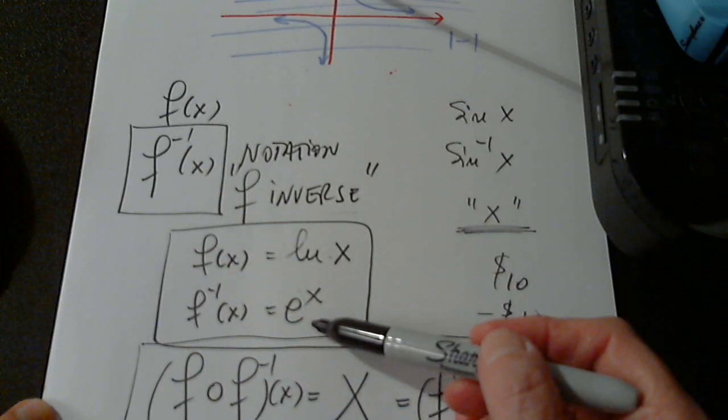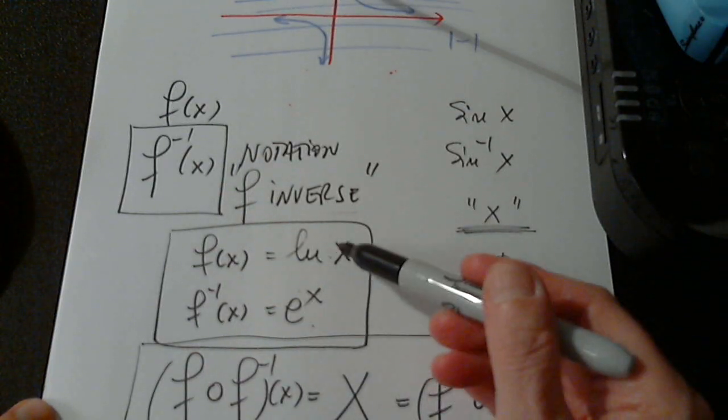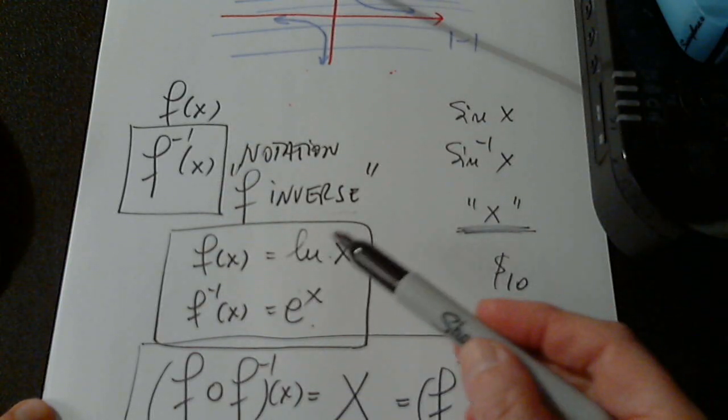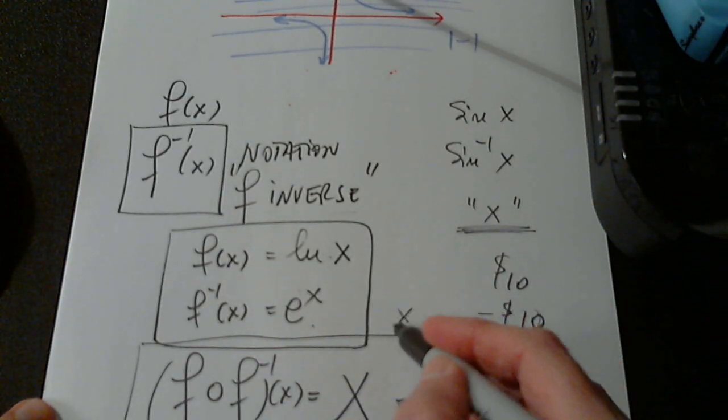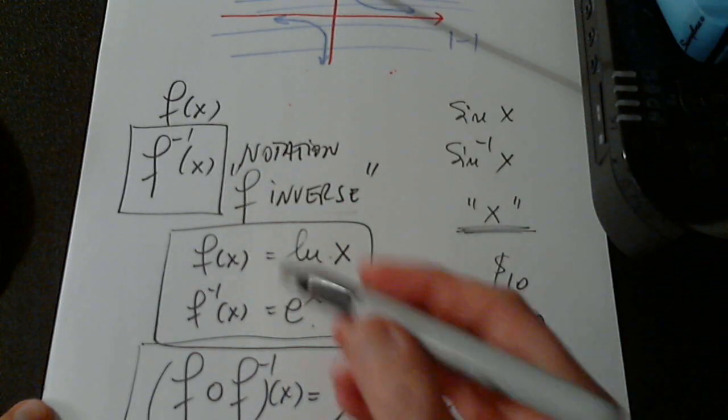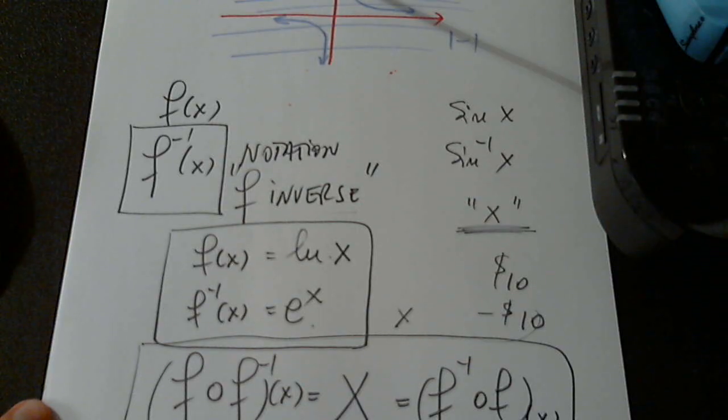Natural log of e to the x is x. e to the natural log x is x. If I apply this function to this function, I get x. If I apply this function to this function, I get x, because they cancel their effect on each other.